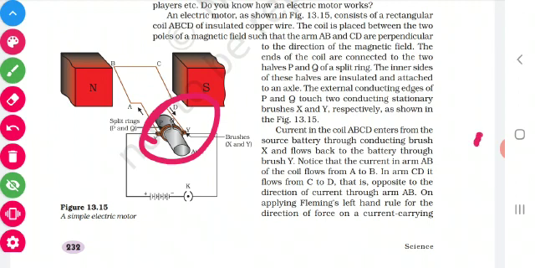So they are the split rings P and Q. The split ring is also called a commutator. What is the function of the commutator?